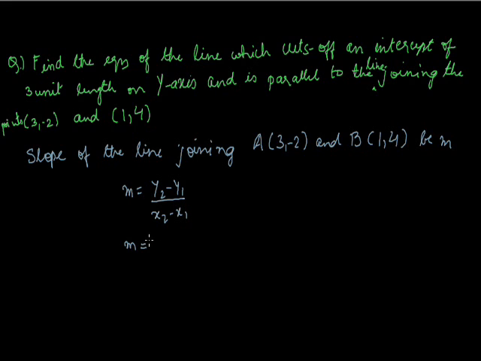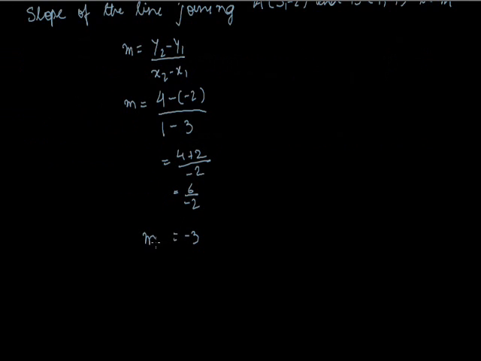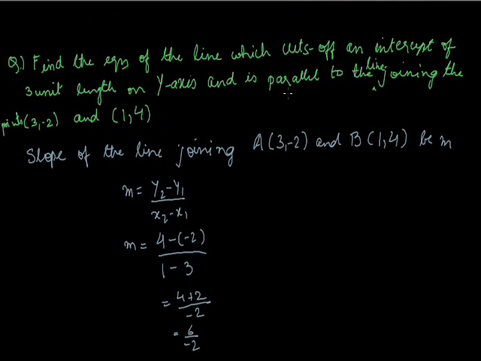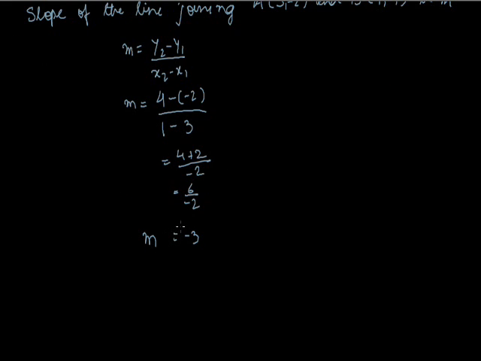So my M becomes (4 minus of minus 2), that is y2 minus y1, upon (1 minus 3), x2 minus x1. So this fetches me (4 plus 2) upon minus 2, that is equal to 6 upon minus 2, and that is equal to minus 3. So I'll get M is equal to minus 3. Now this is the slope of the line joining points A and B, and we are required to find the line which is parallel to this line. Since the line is parallel to the line joining A and B, the slope will also be the same as M.